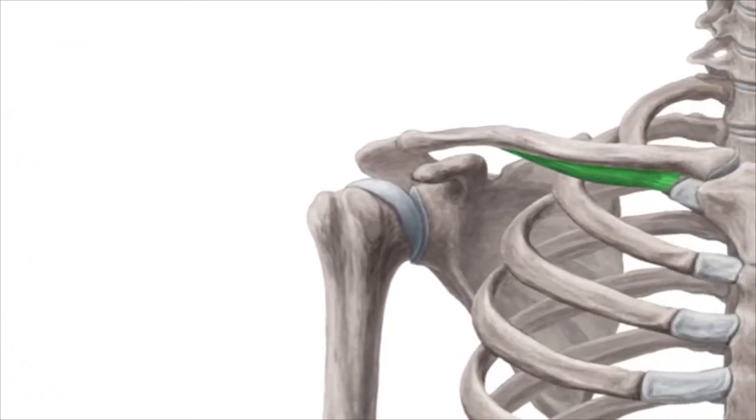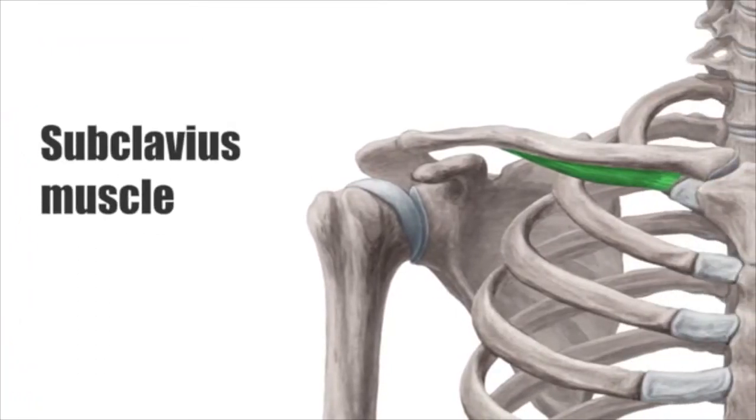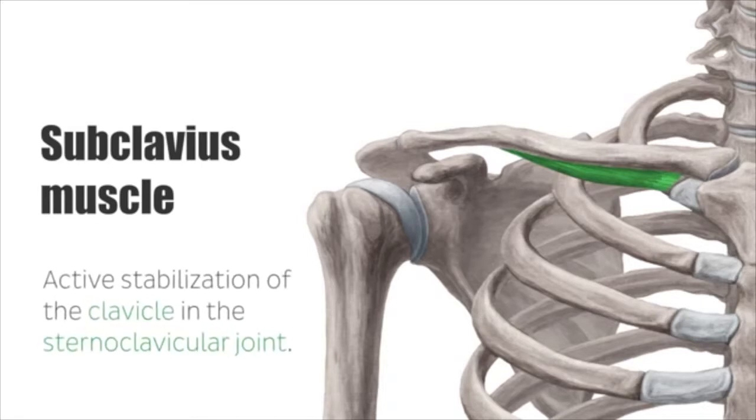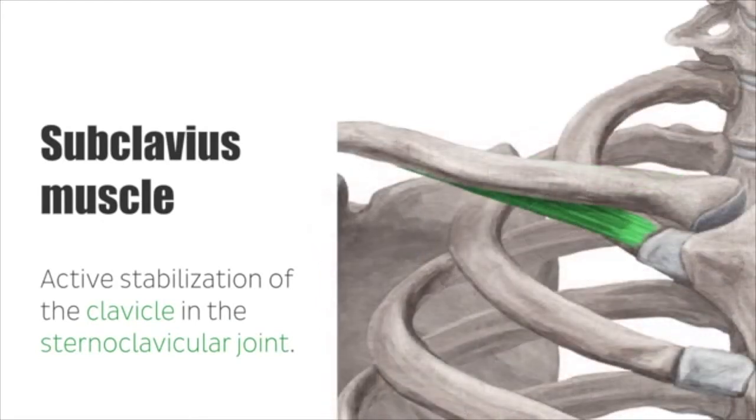The subclavius muscle is a short muscle of the shoulder girdle, due to its location, lying behind the pectoralis major, and relatively small size. The muscle is hardly palpable. The main task of this muscle is the active stabilization of the clavicle in the sternoclavicular joint during movements of the shoulder and arm.